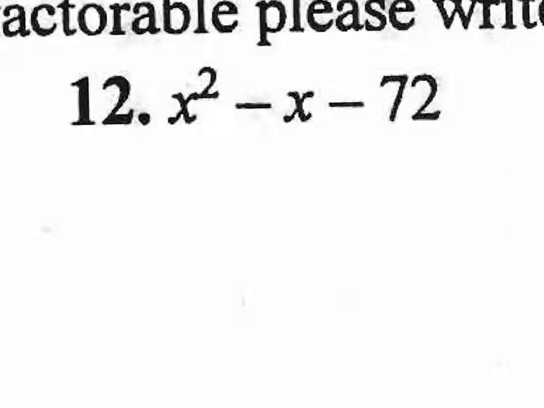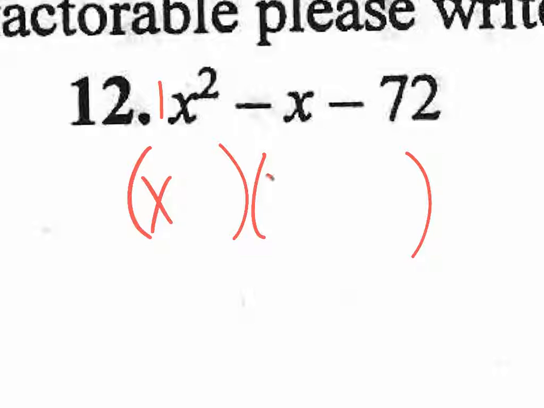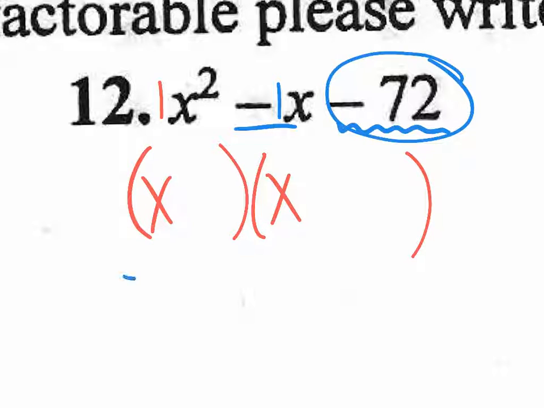Number 12 is the easiest type of factoring, quadratic trinomials, because the a value is 1, which means that you could set this up, x, because x times x is x squared. Now the question is, what times what is the c value that if you combine together is the b value, which in this case is negative 1. So you might want to make a list for this guy, right? Negative 1 times 72, negative 2 times 36, negative 3 times, what is that?